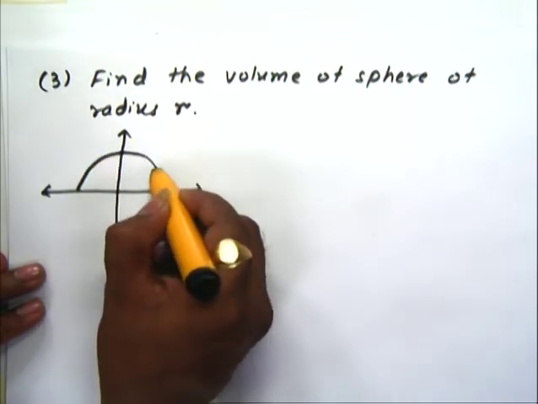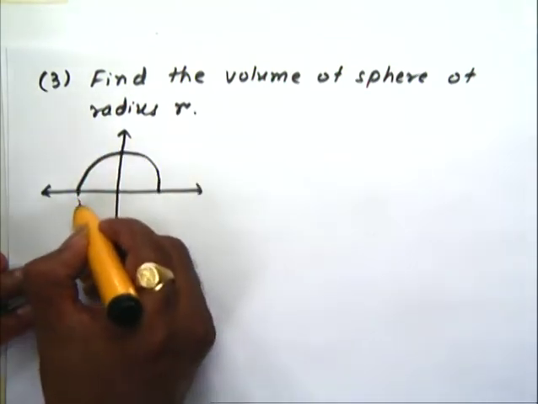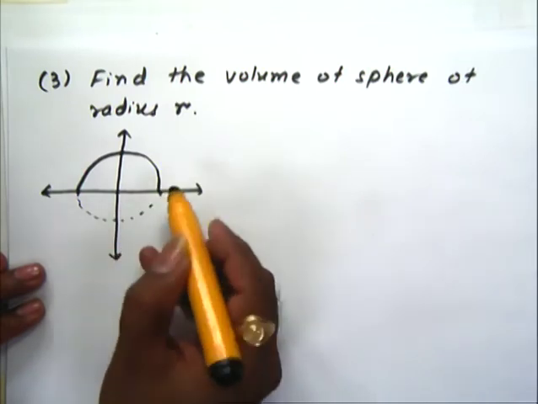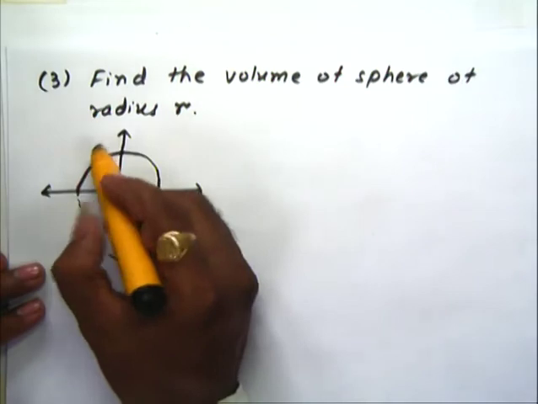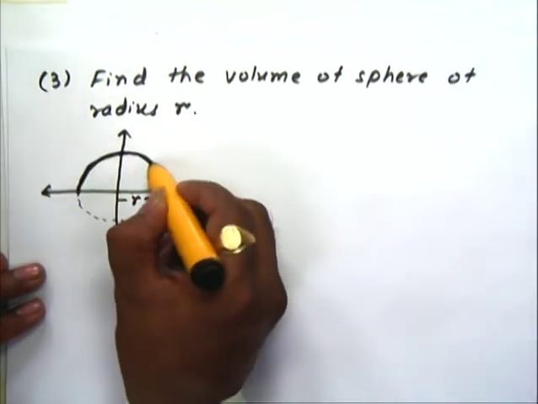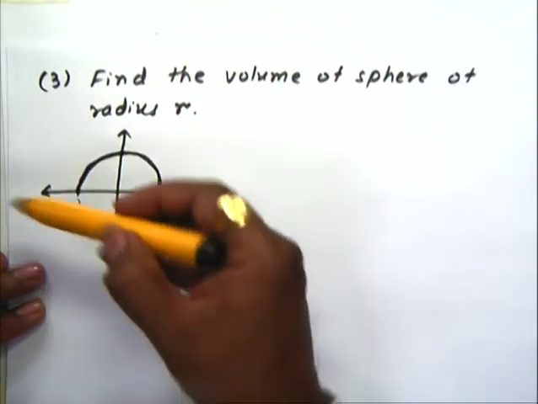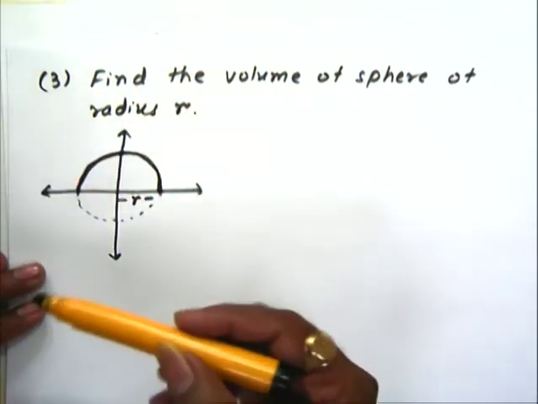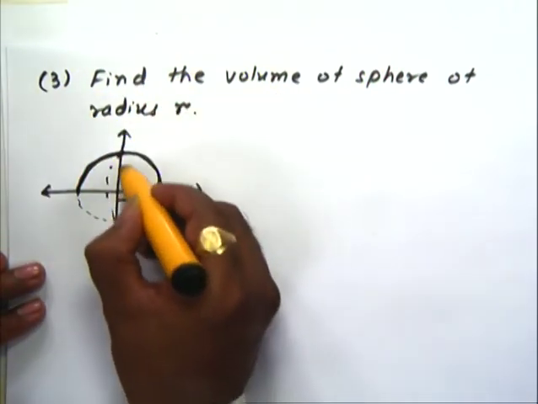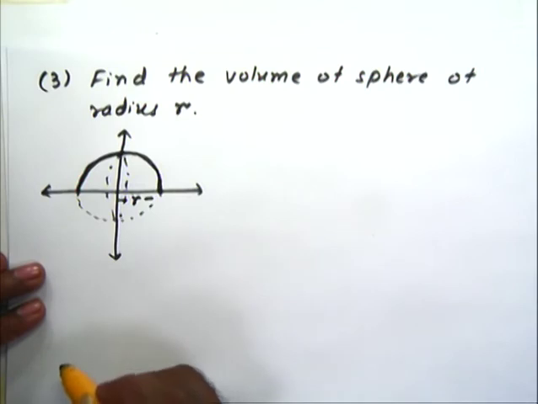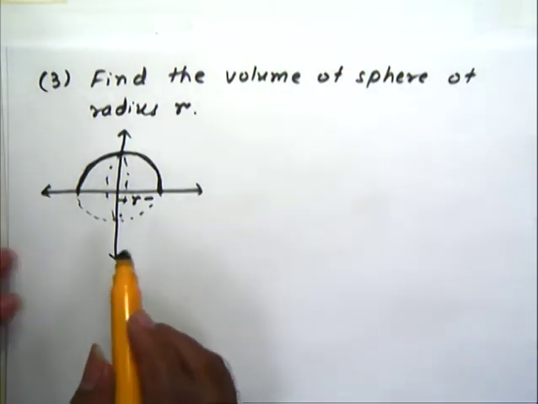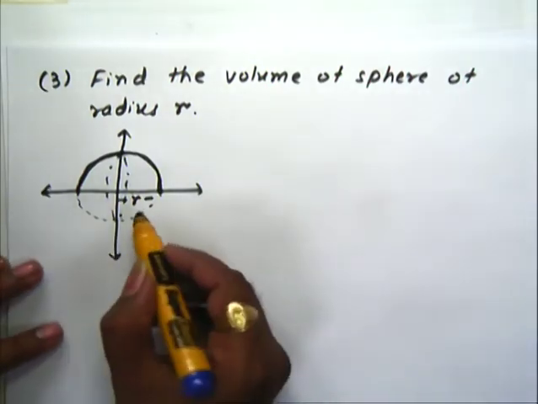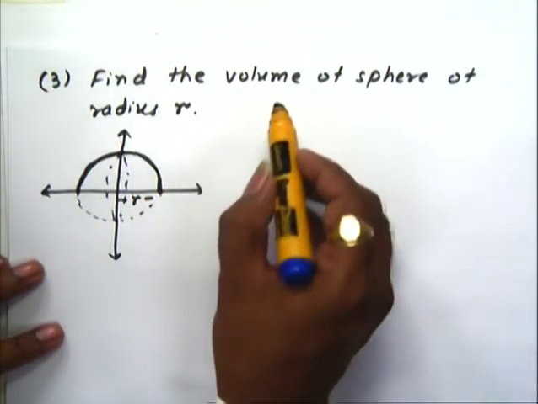This is the circle of radius r, the radius is r. If we rotate this upper part about x-axis, then we will get the sphere. Okay, so in this way we will find the volume of sphere.